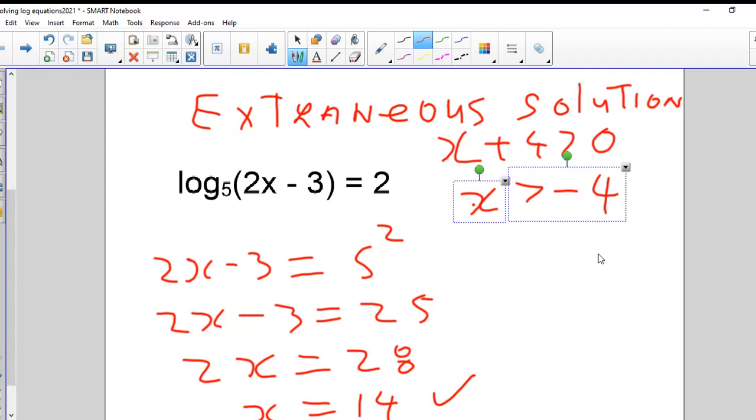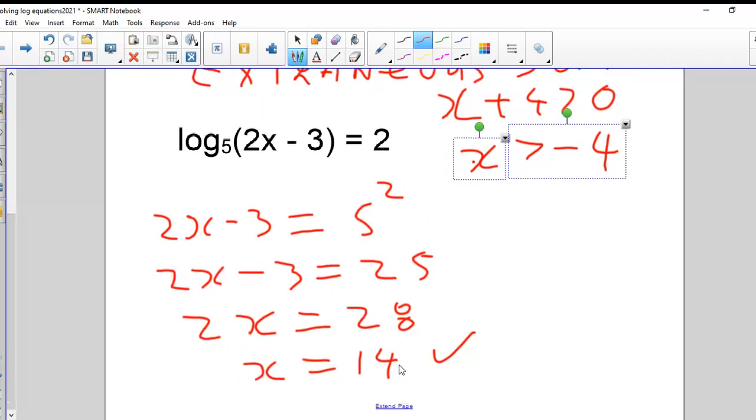But what I'm saying is if you can just simply eyeball it and say, does 14 work in the original equation? Because when we get to some of the questions in a little while, it's going to be very obvious that the answers that we get cannot work. But you can just eyeball it and say, putting 14 into this does not cause this to become negative, does not cause us to get a number which we can't take the log of. And that's why I'm saying it's okay for us to take 14 as an answer.